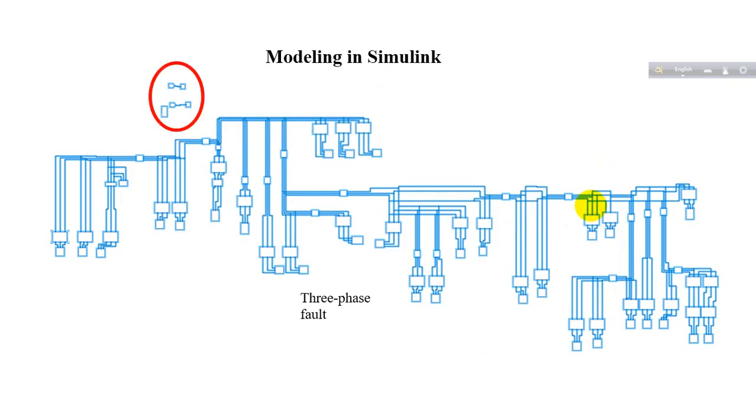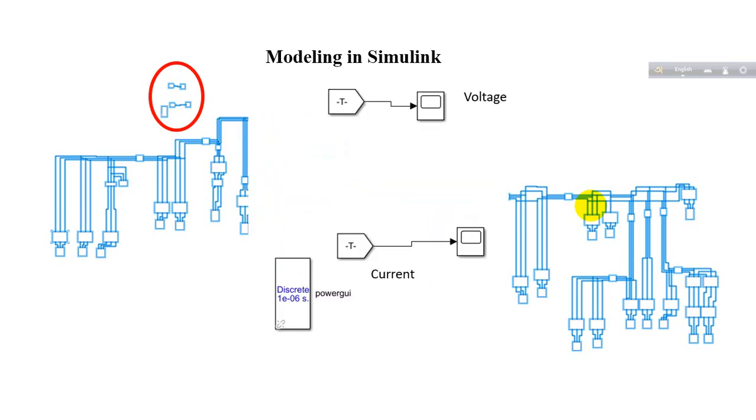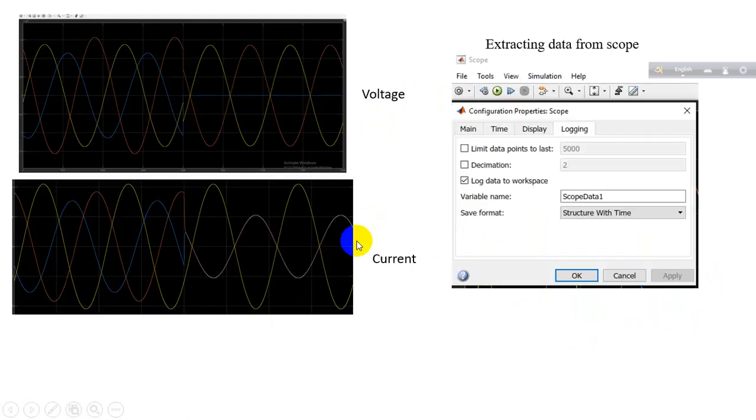Next, here we can see our output result. It will be like this, and we have selected our sample data in this ratio so that our simulation works faster. This portion will give us the voltage reading, and this scope will give us the current reading.